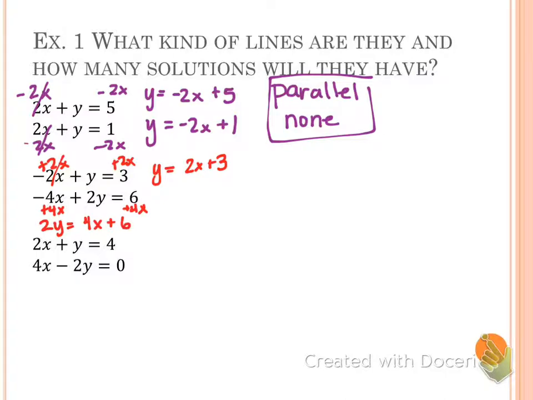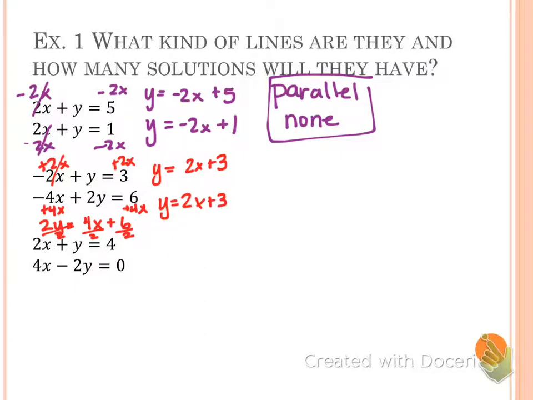Now, remember, when you're writing in slope-intercept form, never write 6 plus 4x. You always want to write the x first. Okay? What am I going to do now, Autumn? Exactly. Divide by 2 everywhere. And I get y is equal to 2x plus 3.